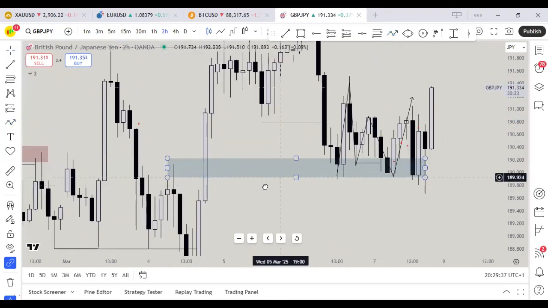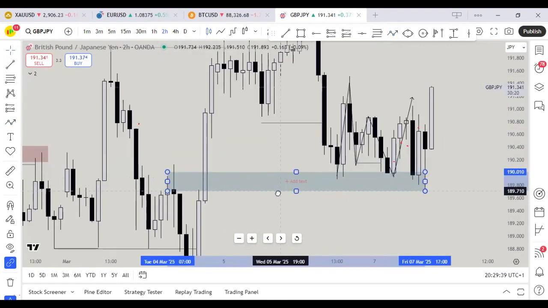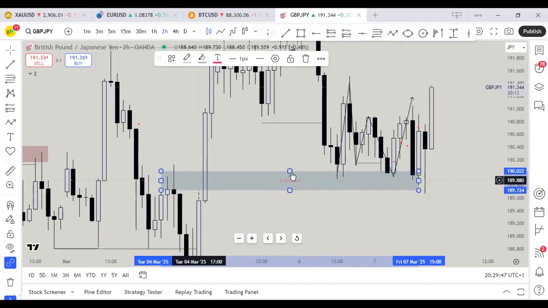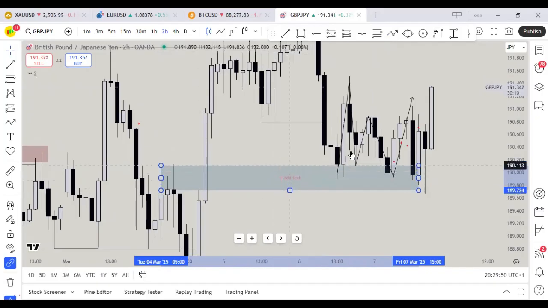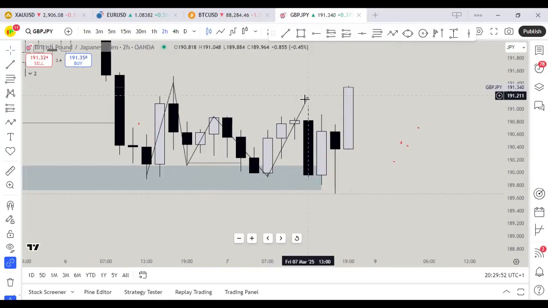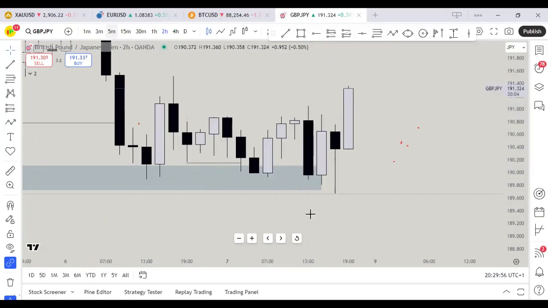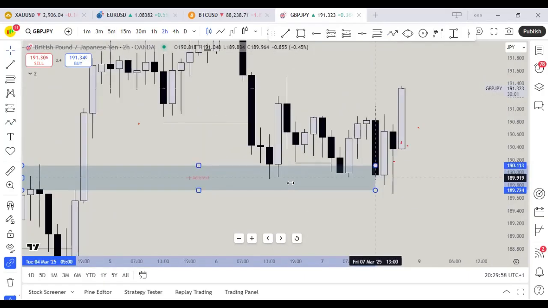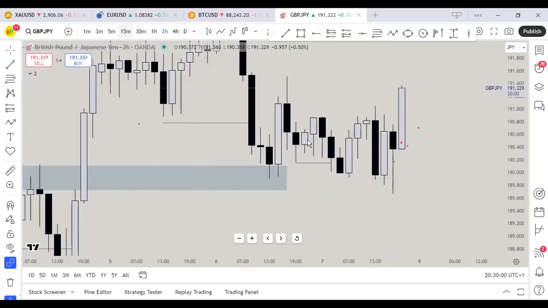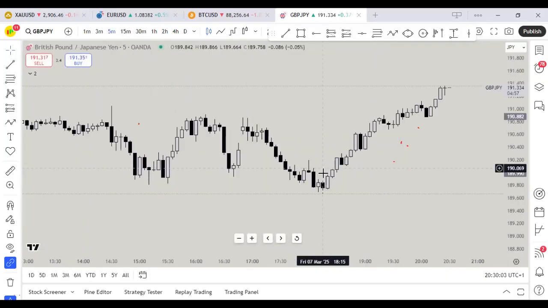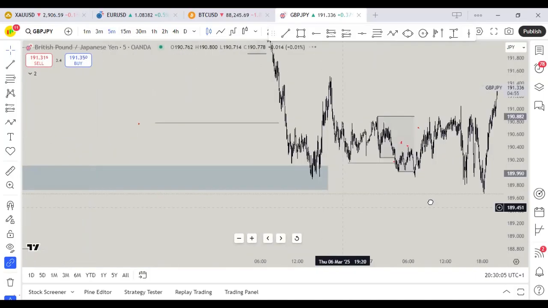Don't mind the way I did my breaker block. This is meant to be the breaker block because it must fill out this wick. So this was my breaker block. So you go back to a lower time frame. Let's say price just mitigated this. This is it right here. I didn't trade this, but I did give out the signal.